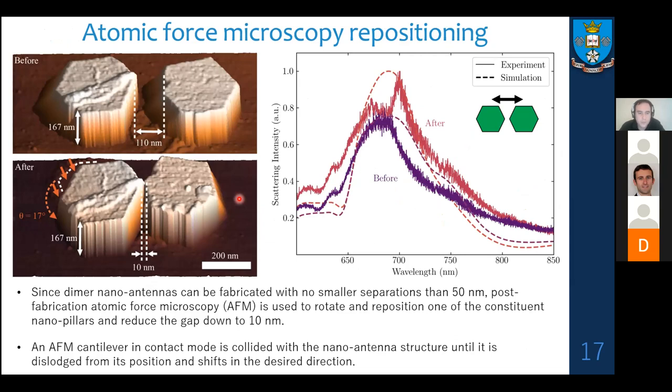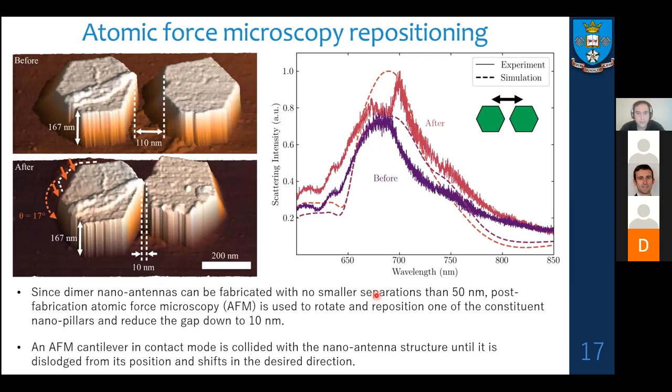So we aim to improve this by using an atomic force microscopy method, using a cantilever in contact mode and slowly colliding with the nano antennas until they detach from the substrate and shift along the direction in which we are pushing them. Here we show that we can take an as-fabricated dimer nano antenna with a 110 nanometer gap, rotate it and bring it closer together to reach a 10 nanometer gap, which is then confirmed by dark field spectra.